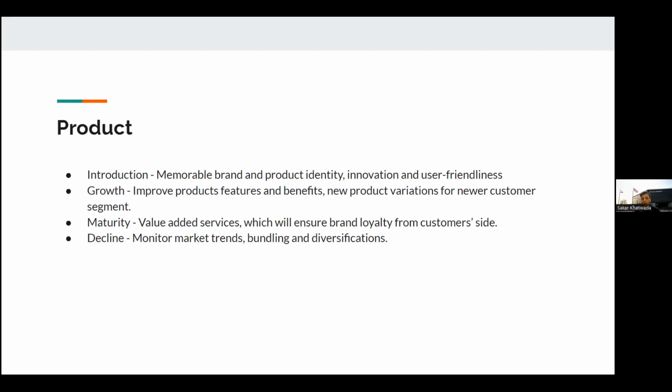Moving on to the next marketing mix, that is product. Product is also another very important marketing mix. I will be explaining how Worldlink may work on its product strategy under each stage of the product lifecycle. Beginning with the introduction stage, the primary goal of a company would be to establish a new product in the market and to create awareness among the customers regarding that particular product.